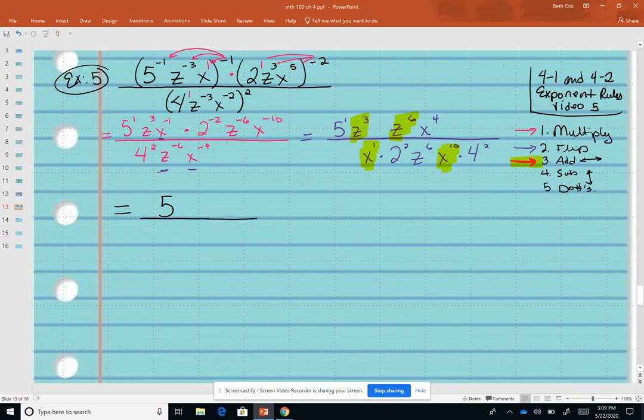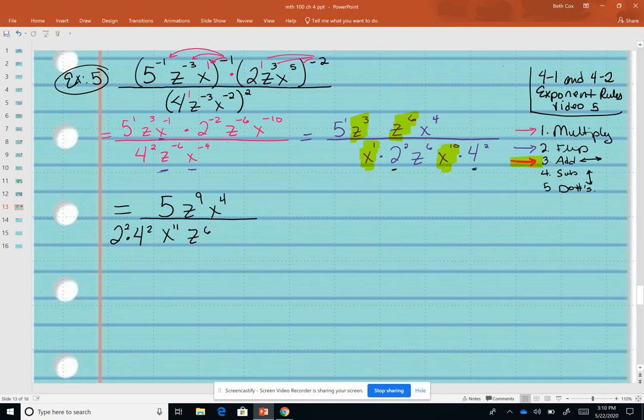Add those, so that's z to the 9th, x to the fourth. And on the bottom, I'll take my numbers and go ahead and put them to the front, just in a different order. I mean, they're multiplied. The x's, I'm going to add and have 11, and then z to the sixth.